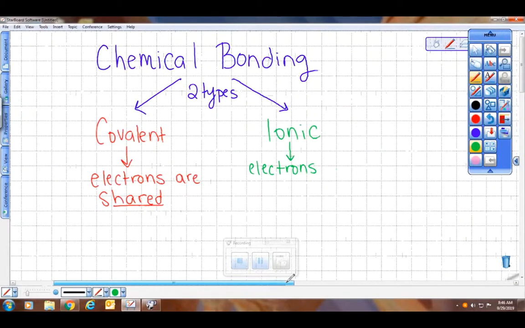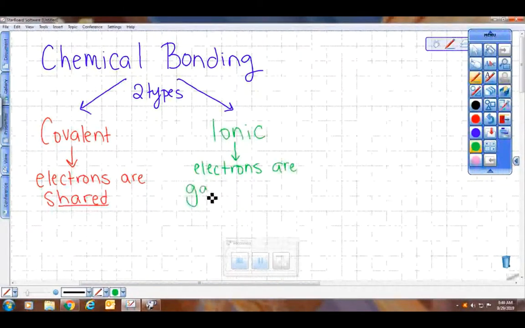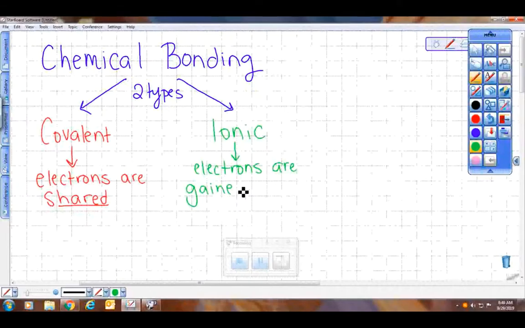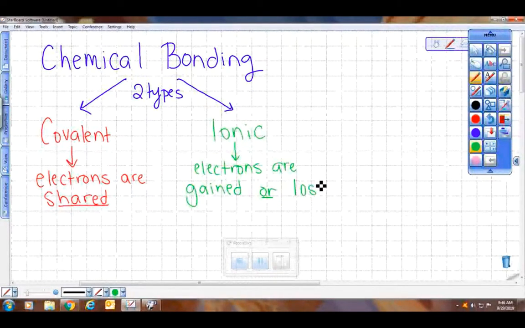Keep in mind that when we're talking about electrons that are lost or gained, we're talking about the valence electrons. So the electrons that are found on the last outer shell. The inner electrons don't move or are not gained or lost during a chemical bond.